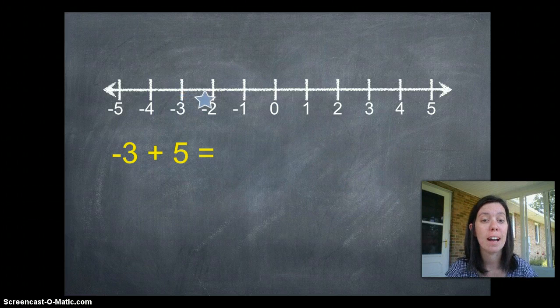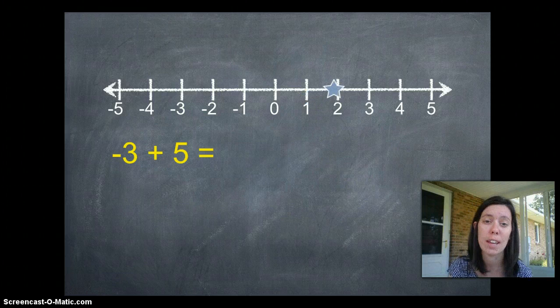So now we're going to move 5 spaces. We've already passed negative 2. And after we move 5 spaces, it should be clear that we're going to land on the 2. We're not going to get as far as the positive 8. So our answer to this problem will be 2.